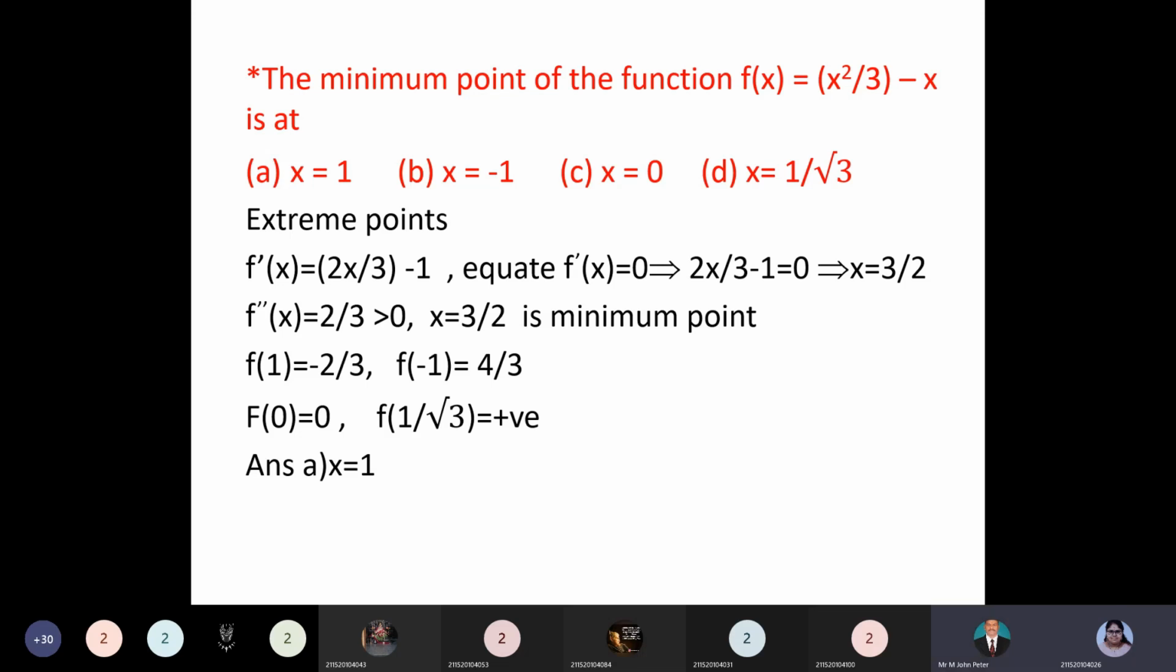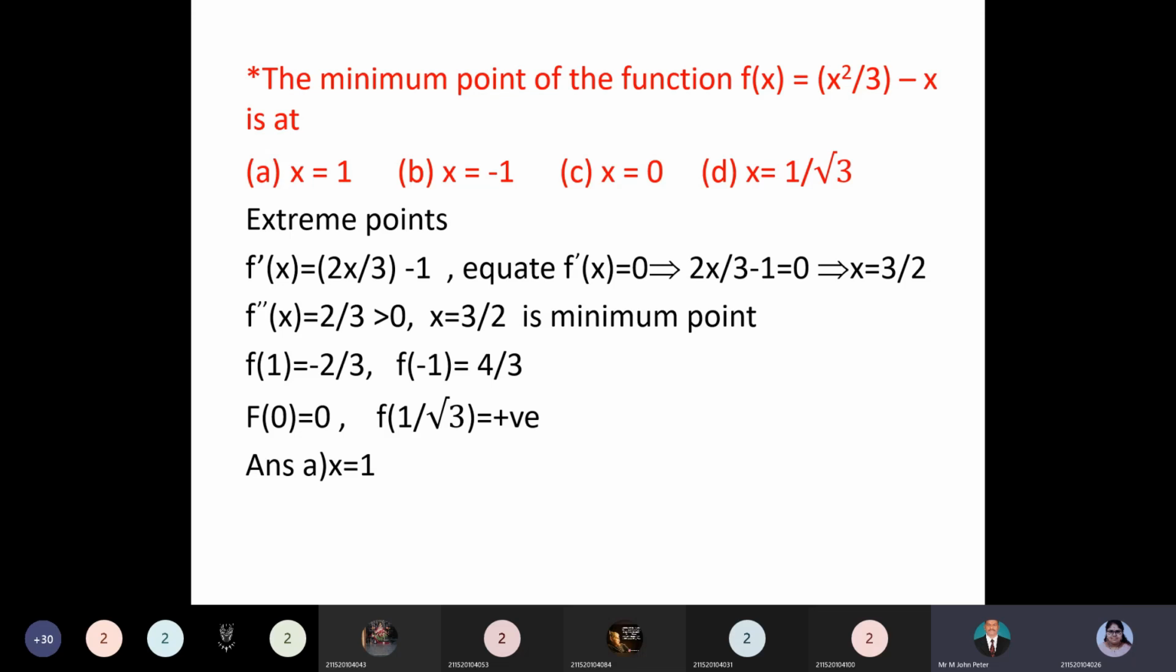Here, they have mentioned some points, and we need to see at which point the function takes the maximum or minimum value. For f(1), when you substitute, we get −2/3. How? 1/3 minus 1, then take the LCM as 3: 1 minus 3, whole divided by 3. It is −2/3.